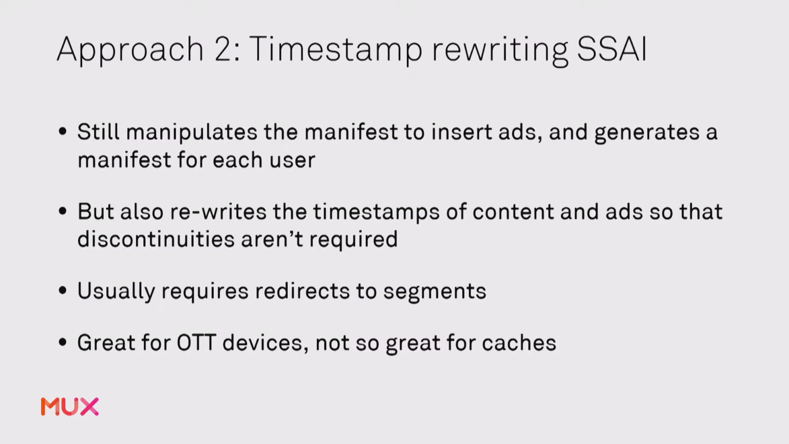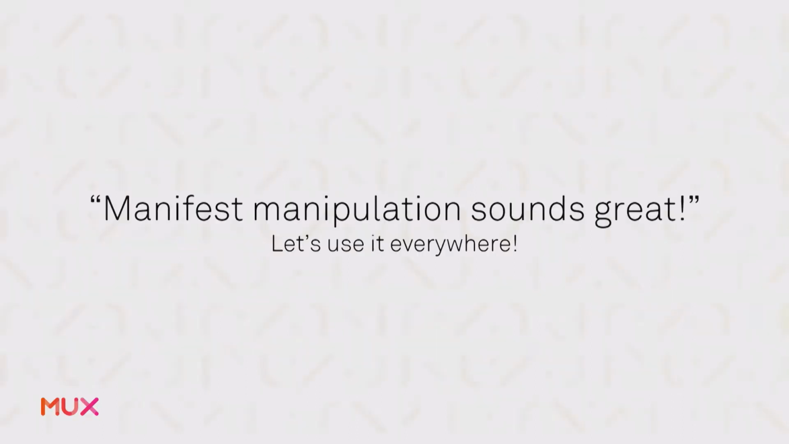The other approach, there's still some solutions out there that do timestamp rewriting. This is pretty much the same approach. You still do a per-user manifest and hit the ad server, but this also rewrites timestamps on content so that you don't need to manipulate the manifest to insert discontinuity flags or multi-periods. Generally, you will need to use redirects on segments to make things like beaconing work. This is great for OTT devices and terrible for caching. So manifest manipulation sounds great. Let's just use that everywhere, right?